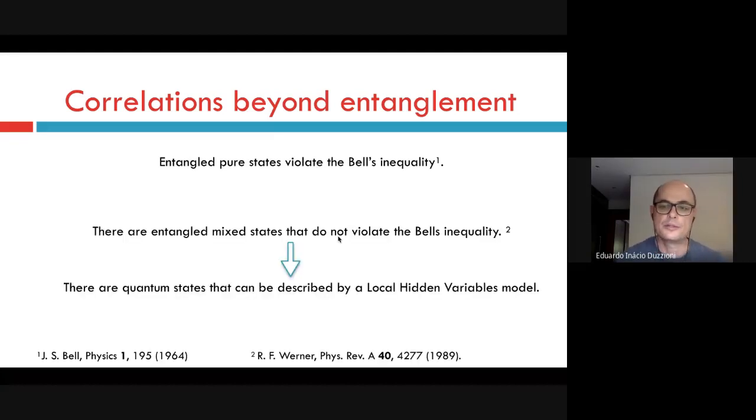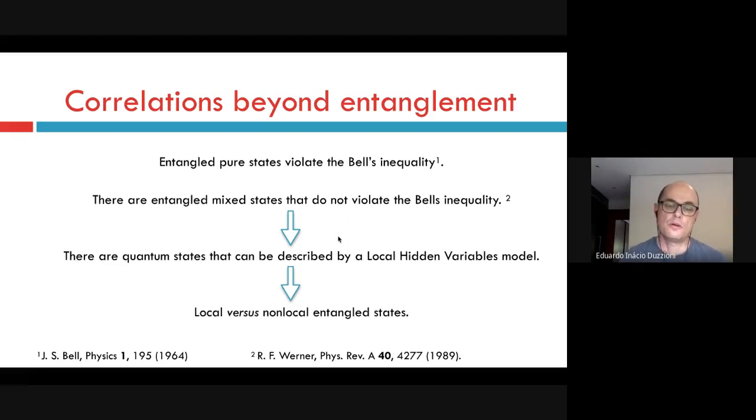But in 1989, Werner showed that there are entangled mixed states that do not violate the Bell inequality. This was a surprise, because there are entangled states that can be described by a local hidden variable model. So now we split entangled states between local entangled states and non-local entangled states.